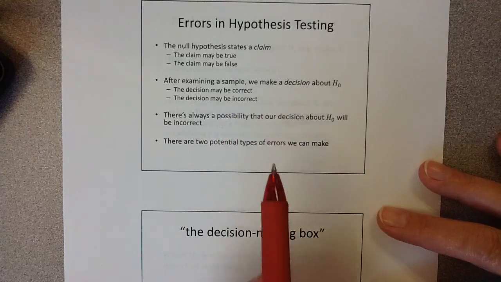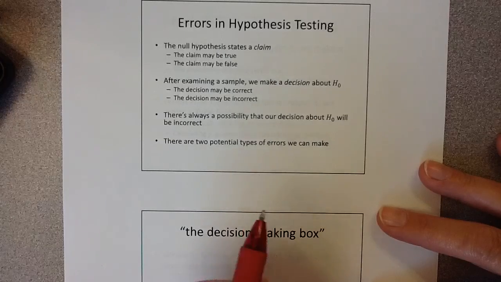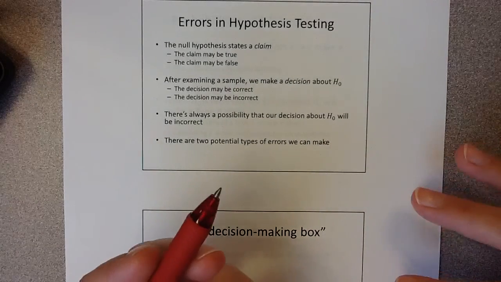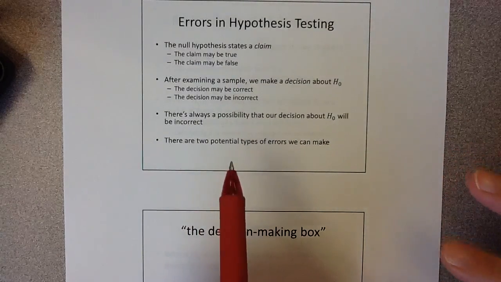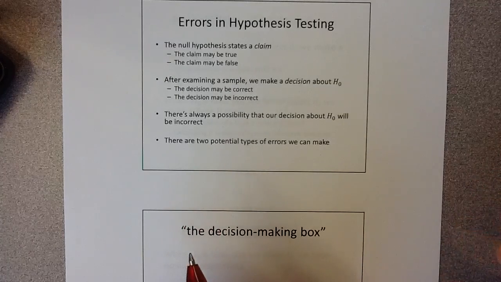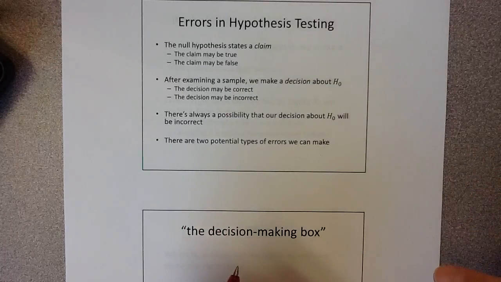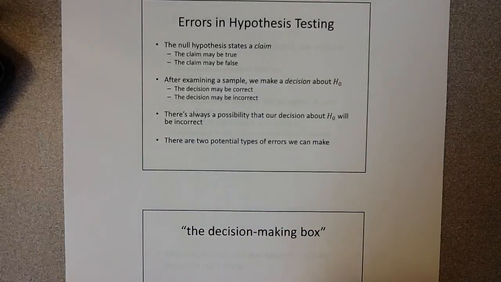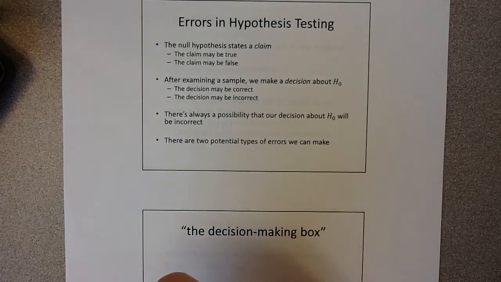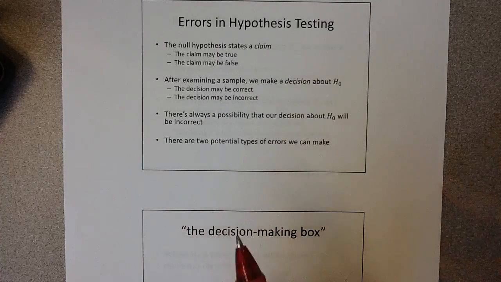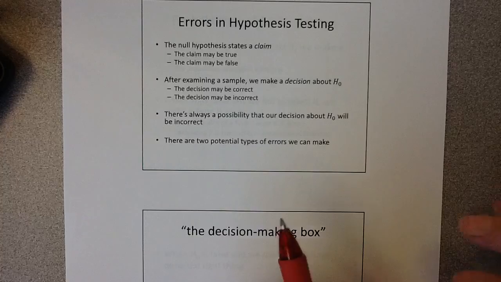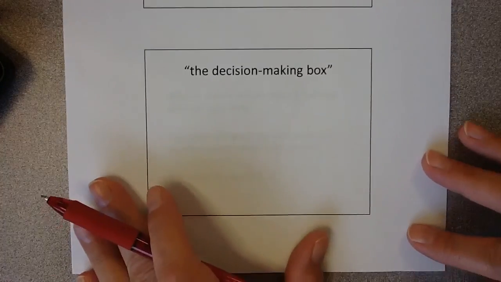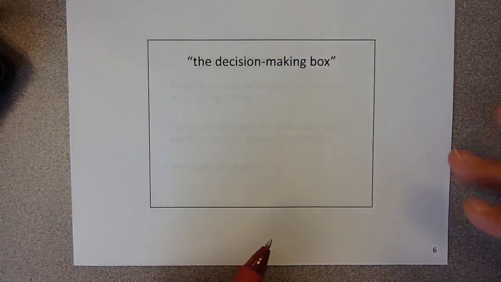But there's always a possibility that our decision will be wrong, because it is more than possible to pull a sample that either supports the null, that's an unusual sample, or that doesn't support the null, that's an unusual sample. We can always pull a sample that doesn't point us in the right direction. And so that means there's two different types of errors that we could make. So we're going to start with a picture. I call it the decision-making box.